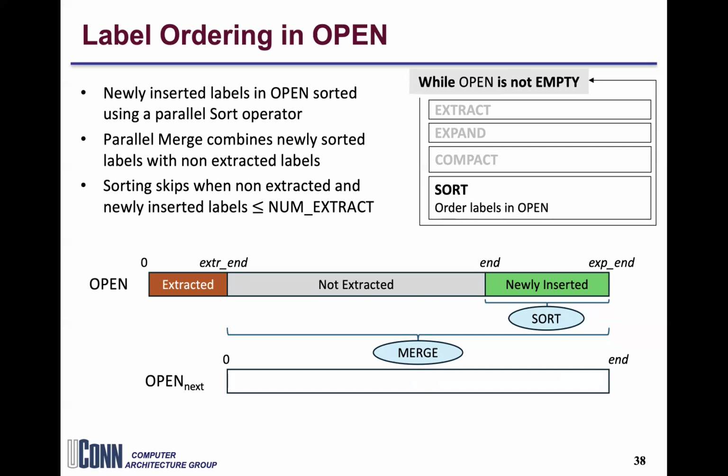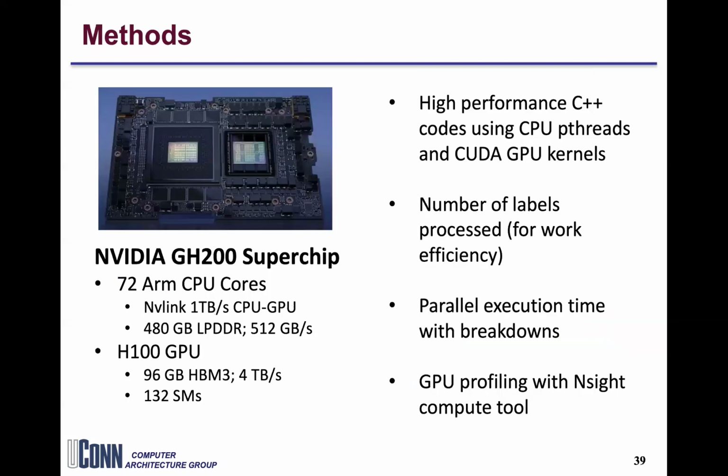We have an optimization here that if the sum of these newly inserted and non-extracted labels is less than or equal to num extract, we don't have to sort. We're going to pop the whole thing in the next iteration. So we have some optimizations here. So let me give you some quick ideas here on what we have found so far, and I'll wrap up.